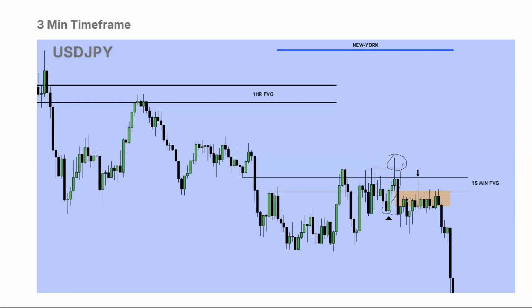Now, this market shift must show displacement, evident by the creation of a fair value gap. And you can see how price created a fair value gap. It's with that fair value gap you'll be entering. Secondly, another method to use for an entry is a change in state of delivery.